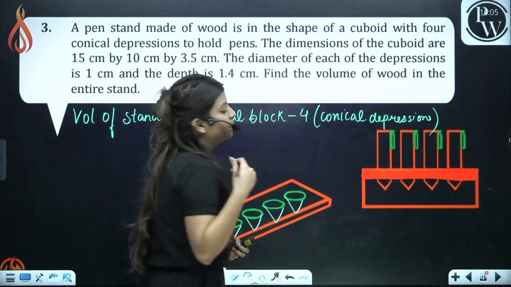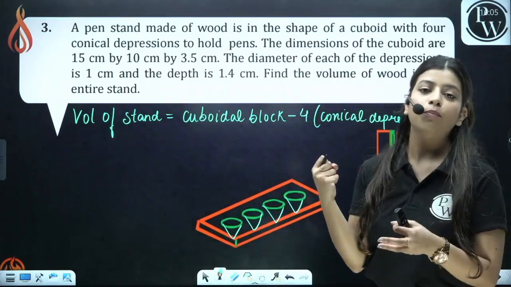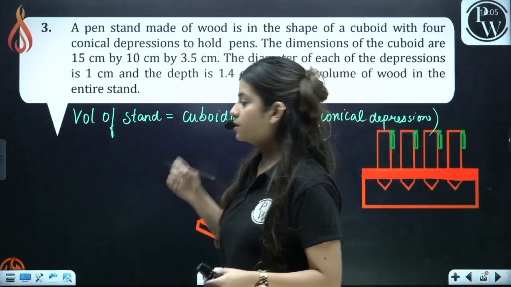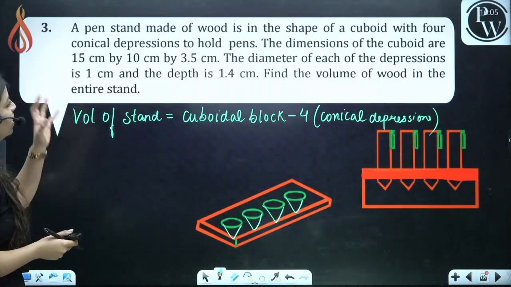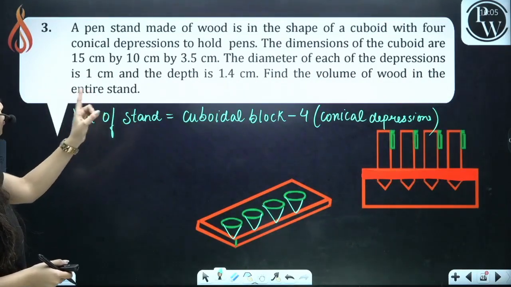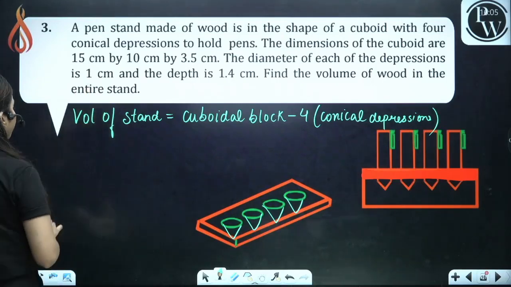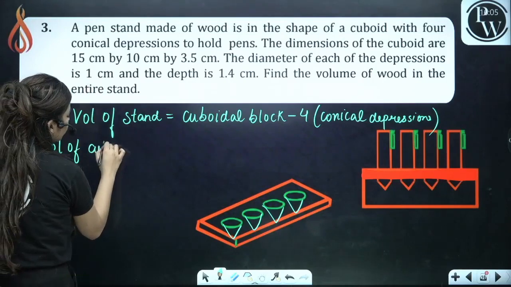So this is what we are supposed to do: from this whole cuboidal box, 4 conical parts are removed. The next thing we have is the cuboidal block, made of wood, a cuboid with 4 conical depressions to hold pens. The dimensions of the cuboid are 15, 10 and 3.5. So what will be the volume of the cuboid, students?